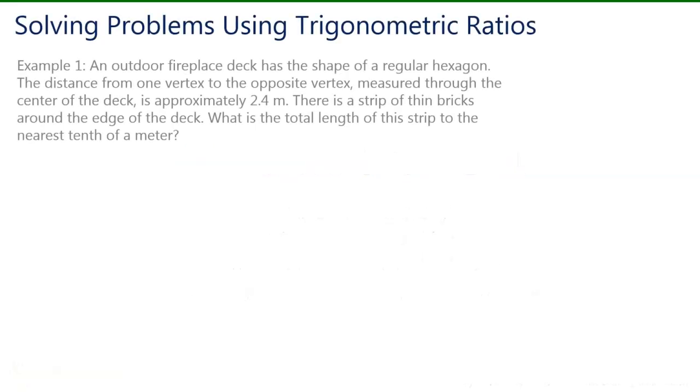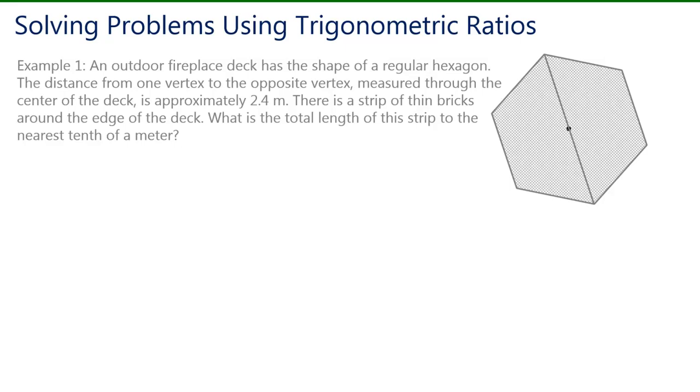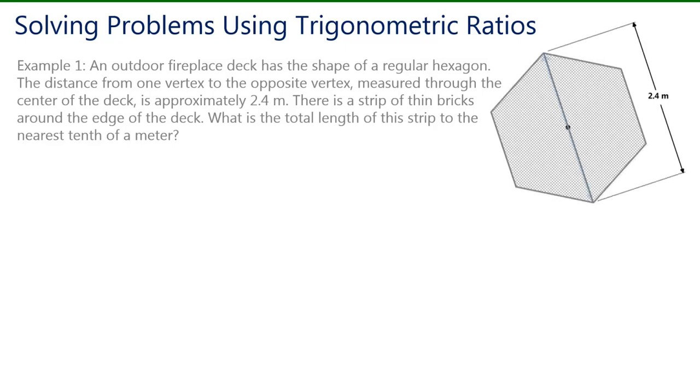Here's example 1. An outdoor fireplace deck has the shape of a regular hexagon. The distance from one vertex to the opposite vertex, measured through the center of the deck, is approximately 2.4 meters. There is a strip of thin bricks around the edge of the deck. What is the total length of this strip to the nearest tenth of a meter?